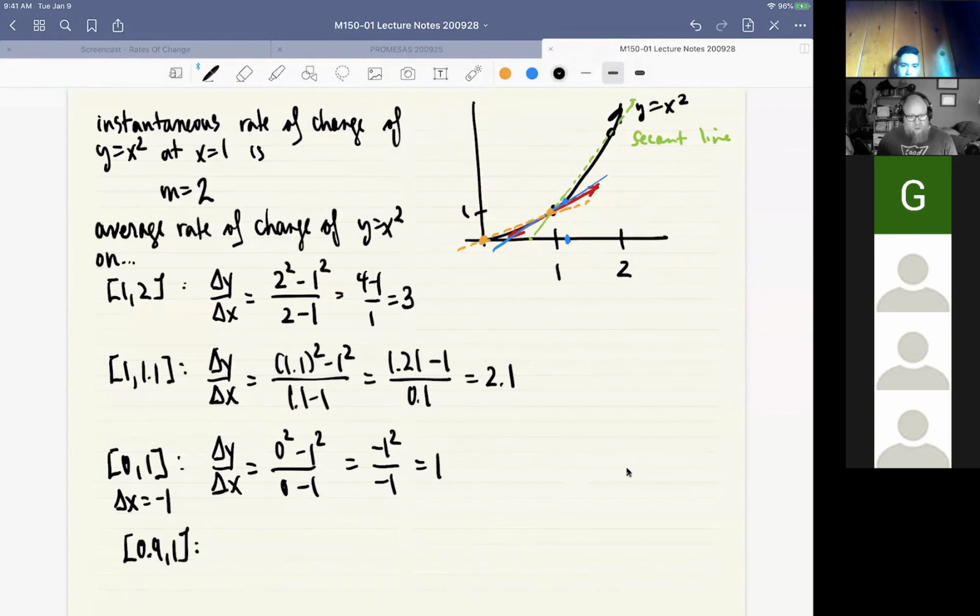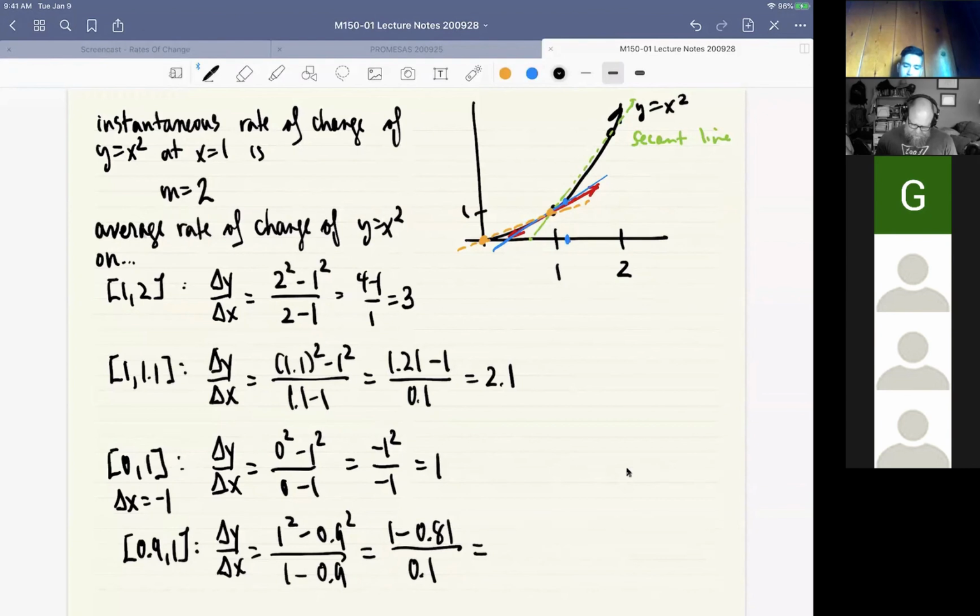But then if I make my interval smaller with x equals 1 as an endpoint, notice what I'm getting here. So I think I'm getting 1 minus 0.81 over 0.1. And this looks like it's going to be about 1.9. And so those numbers are getting closer and closer to 2 as my interval gets shorter and shorter. This is what's happening with slopes of secant lines.